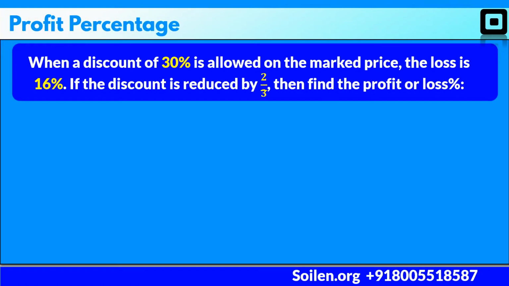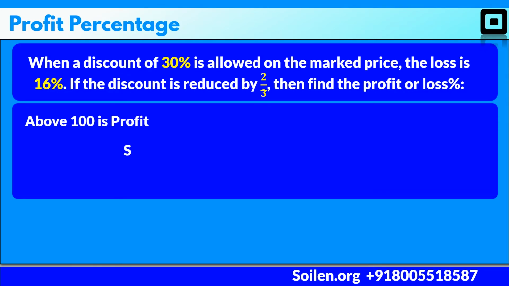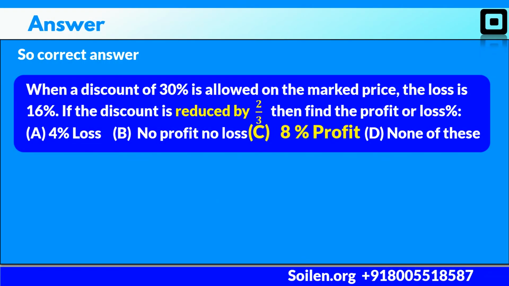Rest is the easiest for you. Above 100 is profit, so 108 minus 100 equals 8. So, the correct answer is option C.